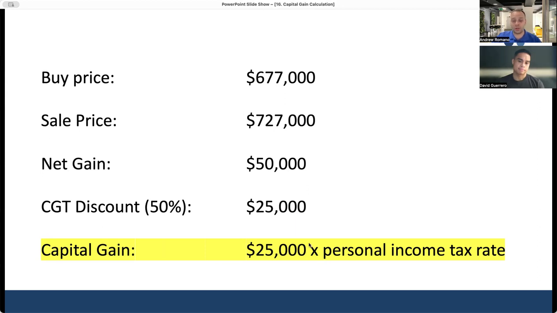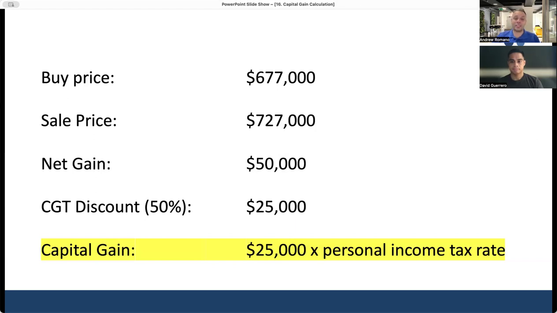So now the $25,000 gets inserted into the individual's personal income tax return and gets taxed at the tax rate of that individual. So say, for example, someone is on 120,000, their personal income tax rate is 39.5%, including the Medicare levy as well. So the 25,000 would then be multiplied by 39.5%, so effectively 40%. So out of this 25 grand, 40% would be $10,000 effectively.